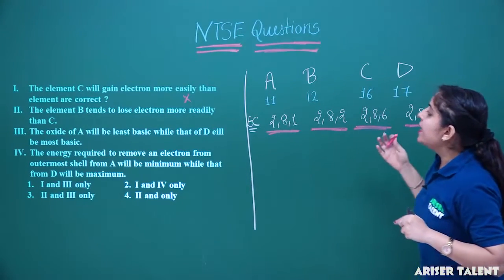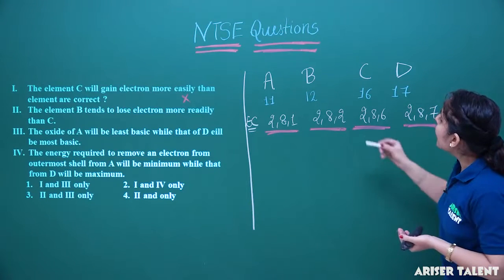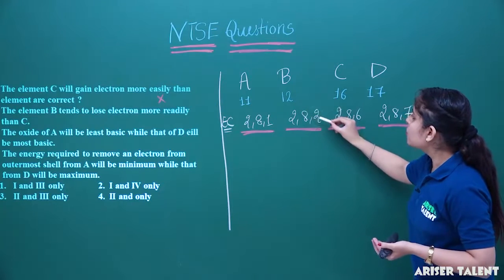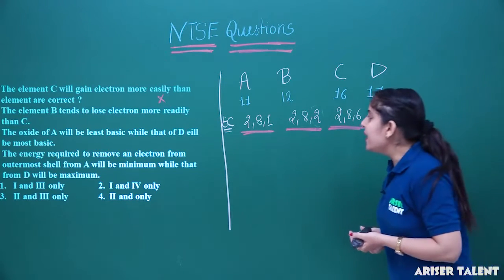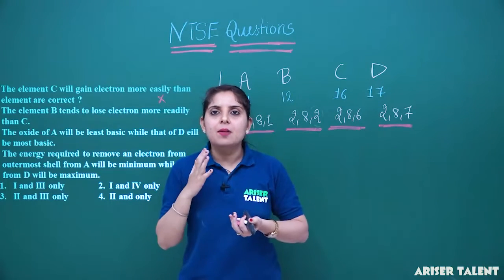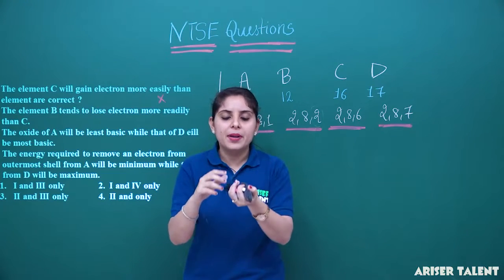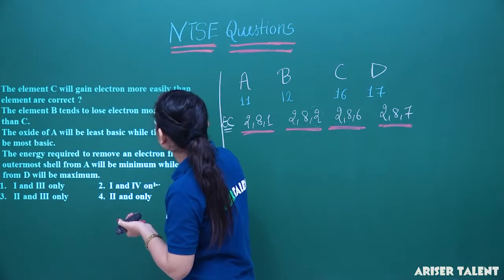Element B tends to lose electron more rapidly than C. Now you can see that in element B we are having 2 electrons. B के पास 2 electrons हैं, C के पास 6 electrons हैं. तो we can say that 2 electrons को lose करना easy है as compared to 6 electrons. So it will be very easy to lose 2 electrons as compared to 6 electrons. So I can say that this statement is correct.